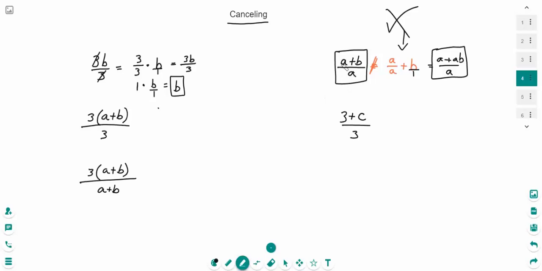All right. And the reason is because it's not multiplication. Over here, when it's multiplication, we were able to split that numerator up and not affect our work, our answer.